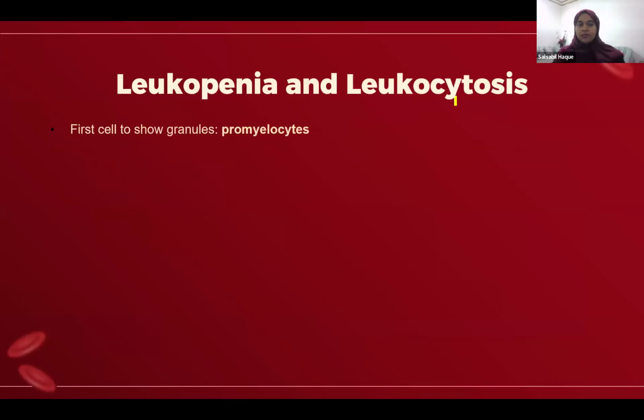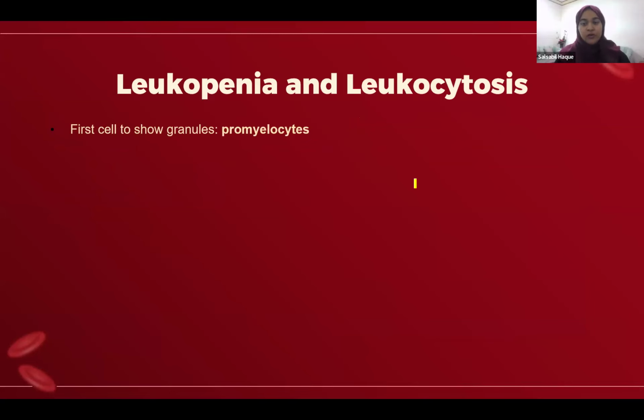Okay, so I wanted to talk a bit about leukopenia and leukocytosis and some things that keep showing up in exams. The first cell to show granules is the promyelocyte. This is something that you just have to know. So the first cell that shows granules is the promyelocyte.